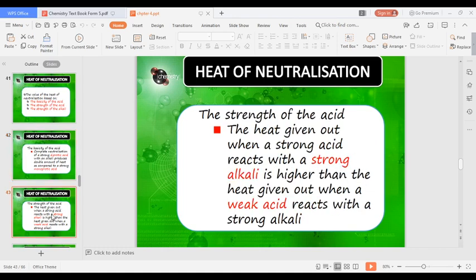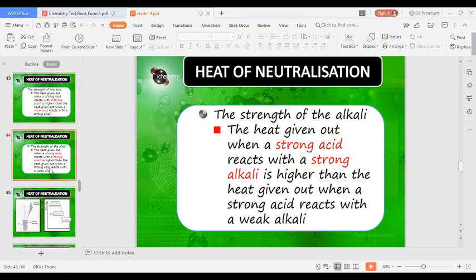So the strength of the acid: the heat given out when a strong acid reacts with a strong alkali is higher than the heat given out when a weak acid reacts with a strong alkali. So nanti kita akan tengok tindak balasnya. Okay. So the strength of alkali pula sama juga, lebih kurang sama.